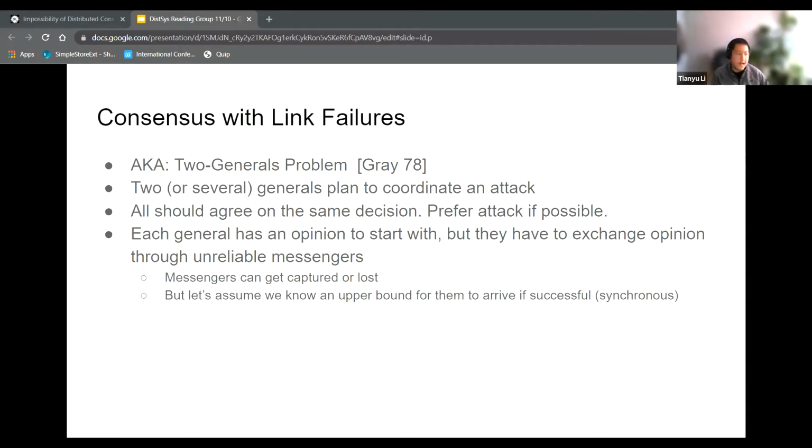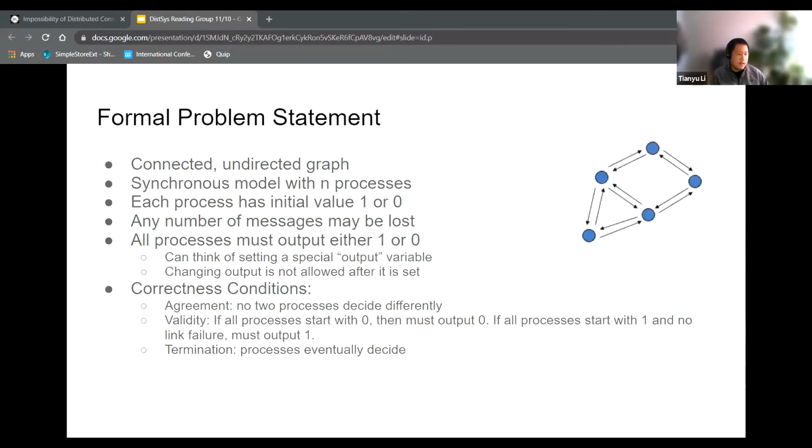Each general has an opinion to start with of whether their troops are ready, whether this is a good idea to attack, but they have to exchange opinions through unreliable messengers. And these messengers go through enemy territory, they can get captured or lost. But let's be generous about the messengers and say we know an upper bound for them to arrive if they are successful, right? So this is actually a synchronous setting, if you will. Enough with the stories, though.